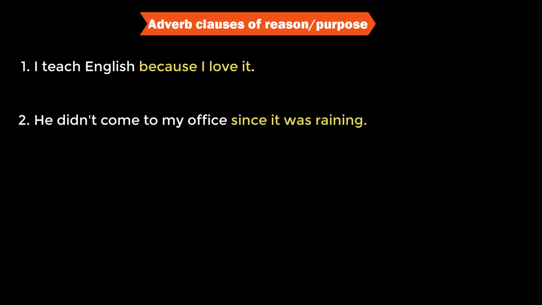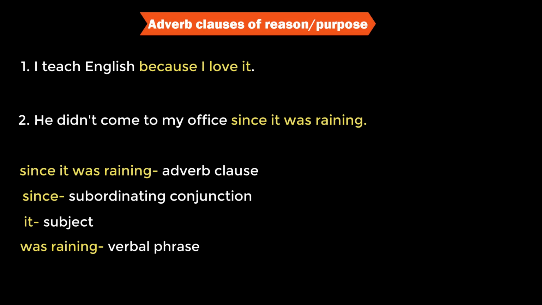Let's take one more example. He did not come to my office since it was raining. So since it was raining is our adverb clause. Since is the subordinating conjunction coming in the beginning of the clause. It is the subject and was raining is my verbal phrase. So it's a clause, right? Now this is giving us the reason why he did not come to the office.